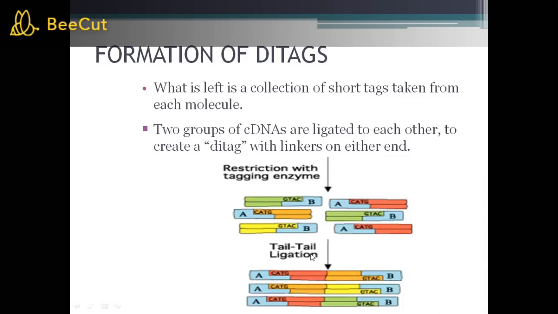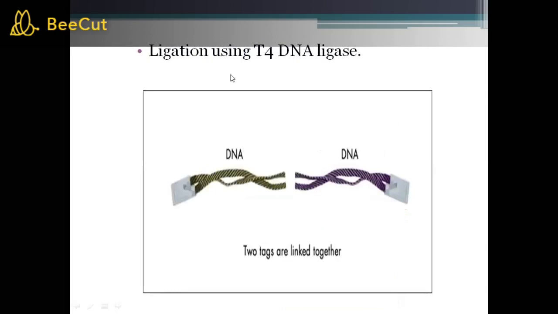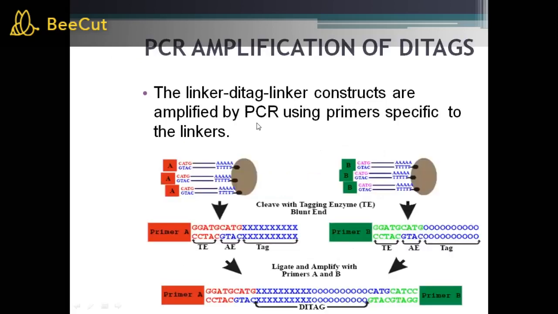So here the tail-to-tail ligation will occur, so that at the center there will be the two tags, and at one end there will be the sequence of linker A, and at the other end the sequence of linker B. So this can be considered a linker-ditag-linker. The ligation of these two tags is done using T4 DNA ligase. The next step is PCR amplification of ditags.